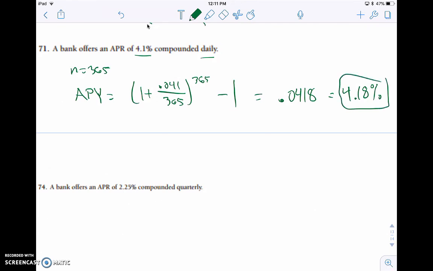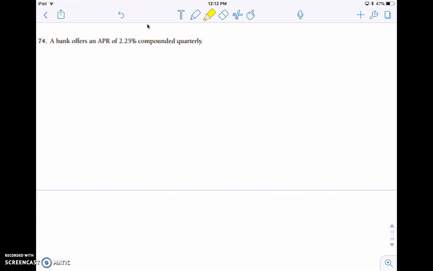So you can see that even though our APR is 4.1%, when we're compounding daily, we're actually getting a yield of 4.18%. So we went from 4.1 to 4.18, because of that compounding daily, we see a little bit more in the end. Sometimes people refer to the APY as, how much simple interest are you really getting in that account over a year, and that's another way to look at it.